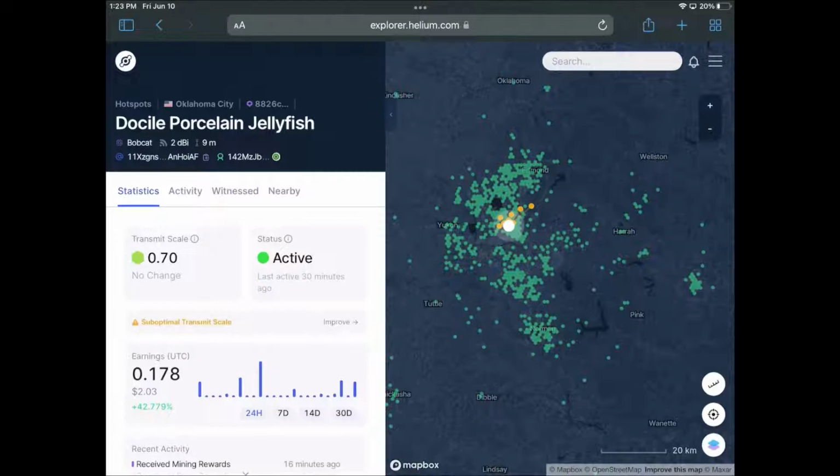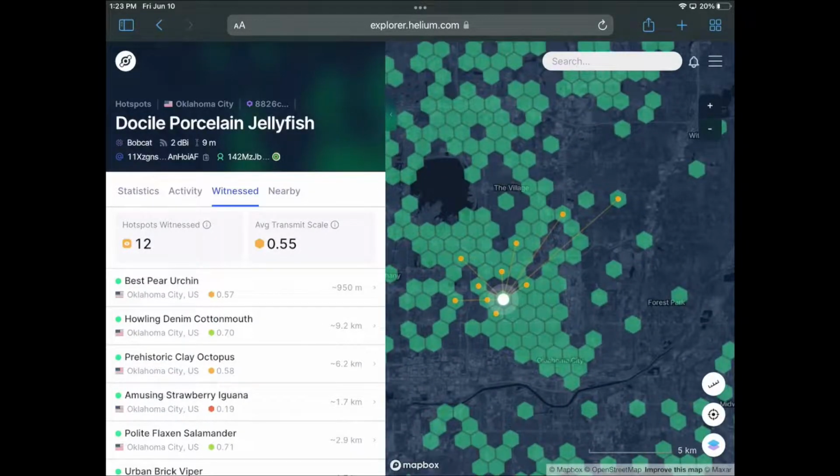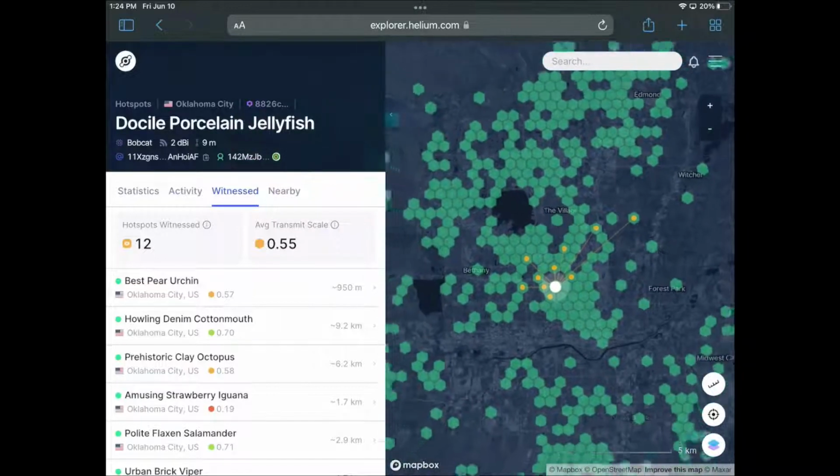And if we go over to the witness, this is the better number to look at, because your transmit scale is one thing, but your earnings are based on those around you. So this transmit scale is 0.55, which is not as great, right? So if this person is probably using an omnidirectional, maybe even the stock antenna that came with the Bobcat, it's probably worth consideration to either change this antenna altogether, or consider elevating it or something like that.